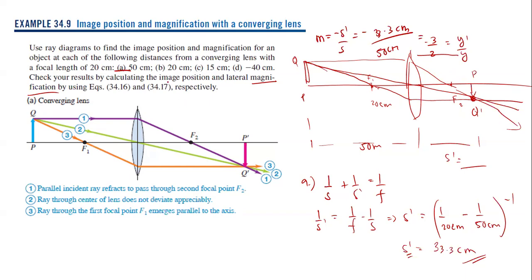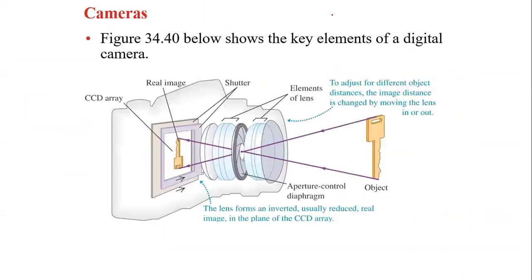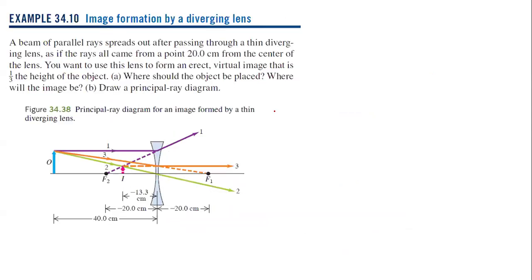You try also B, C, D. Check what happens to the position if you put the object at different positions. Let me show you this one. The images are put at different positions, so this is what happened to the images. You read about this. Let's answer another problem, which is 34.10.